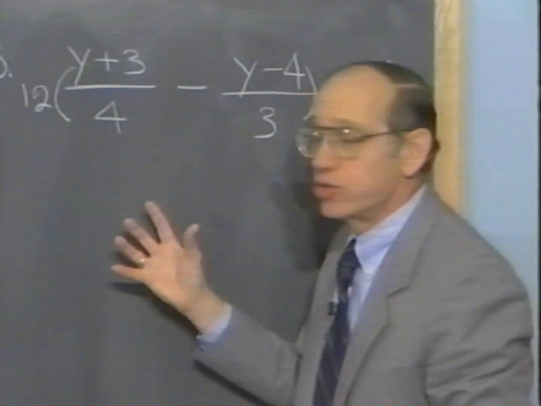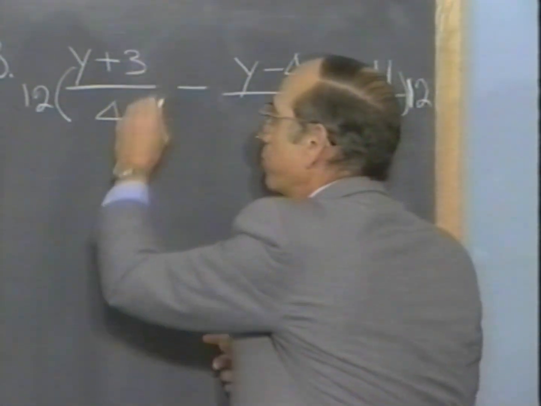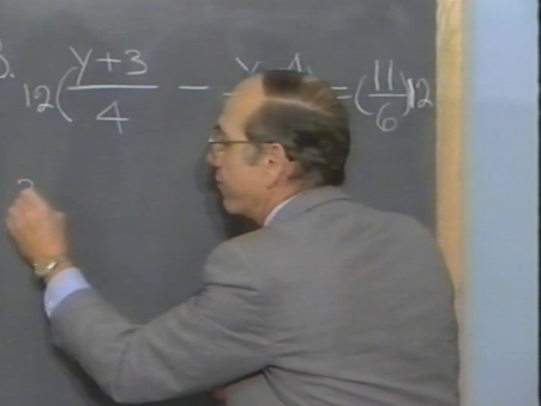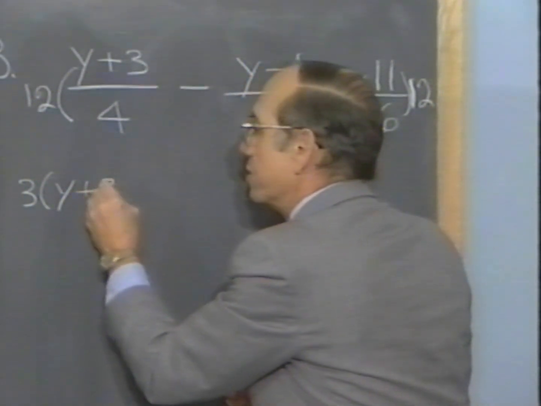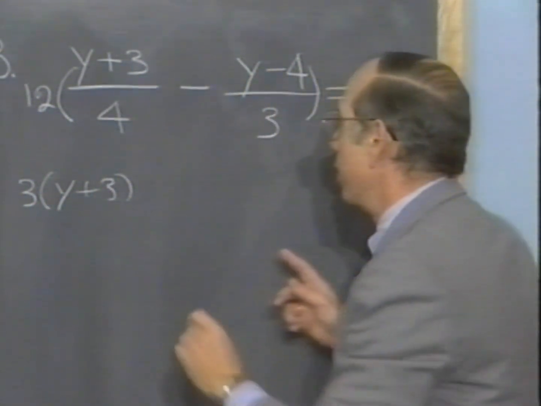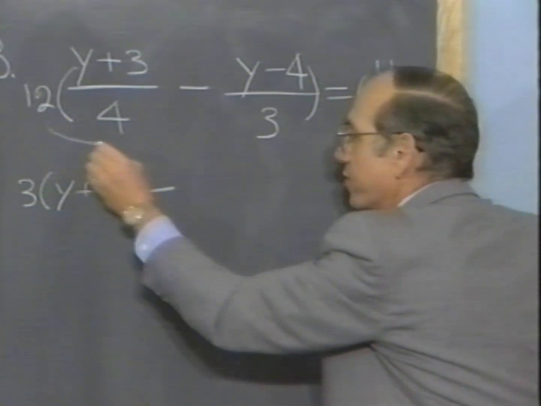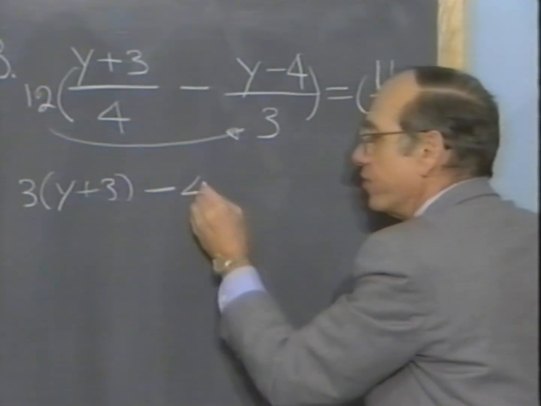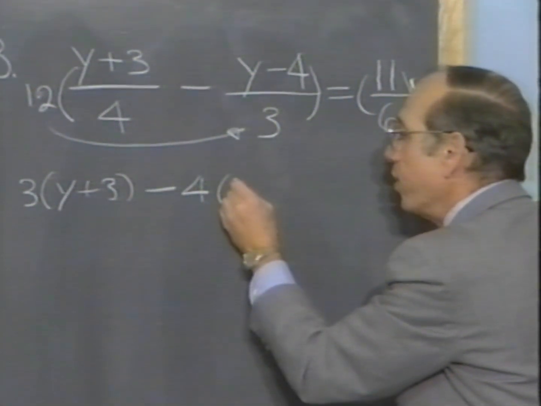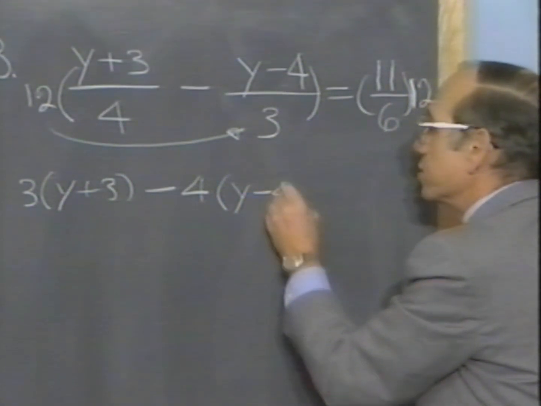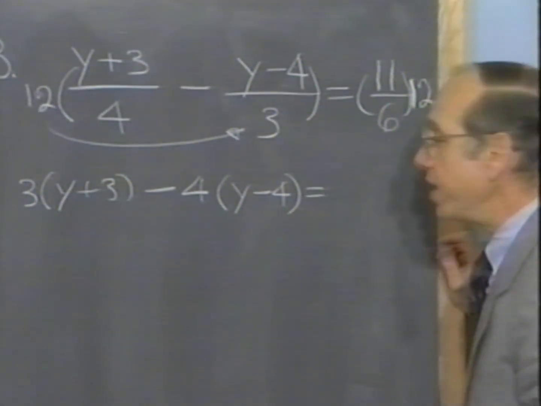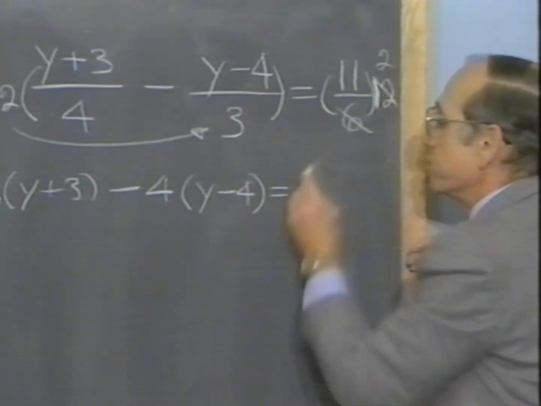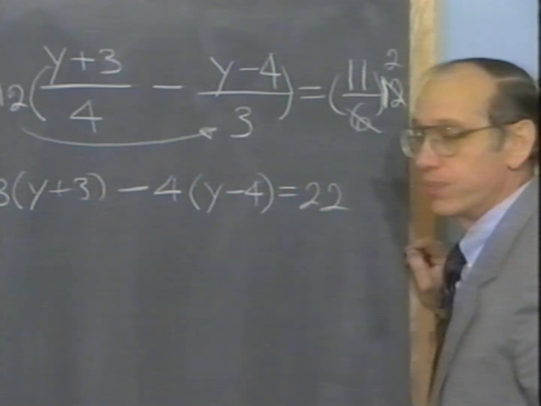In a manner similar to what I had in the previous example, when I multiply this first term by 12, the 4 divides into the 12, and I just have left a 3 times that numerator, y plus 3. Then I have a minus sign. When I multiply this second term by 12, what happens? Well, the 3 divides into the 12, leaving behind the factor 4. So I have 4 times this numerator, y minus 4. On the right-hand side, of course, the 6 divides into the 12, giving 2, and 2 times 11 is 22.